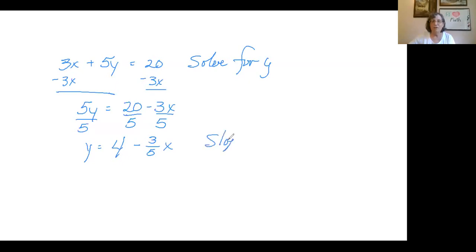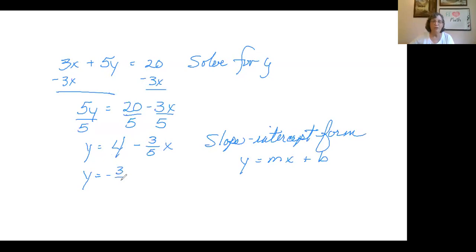A lot of times they'll want you to write it in what they call slope-intercept form. Slope-intercept form is solved for y. The only difference is that they put the x term first. So all I would have to do to put this in slope-intercept form would be to put the negative 3/5 x first, and then the 4 second. Notice that the 4 is positive, the x term is negative, the negative term stays negative, and the positive term stays positive.